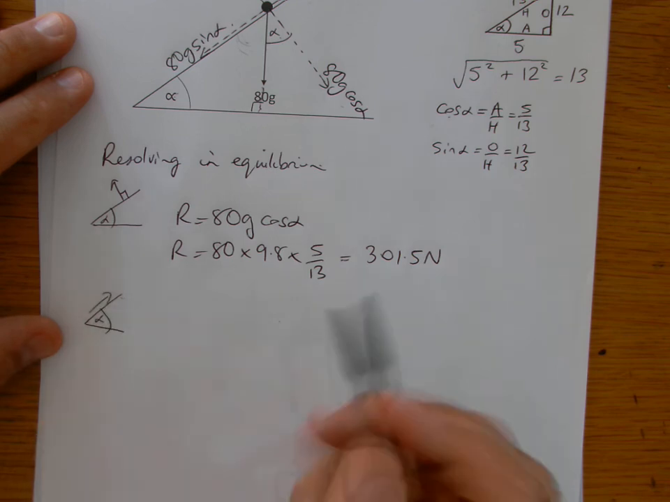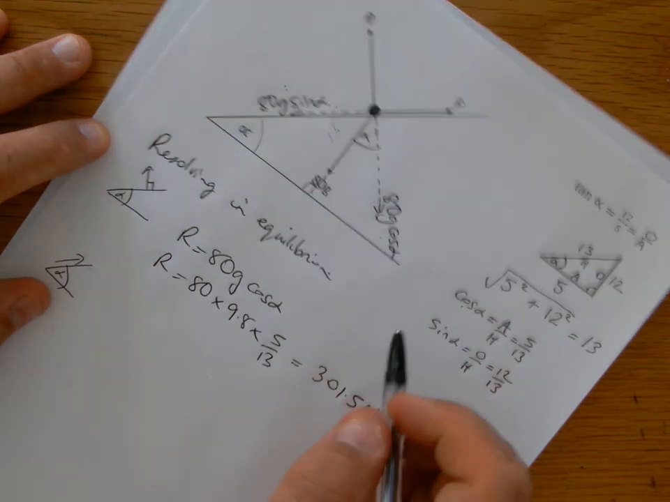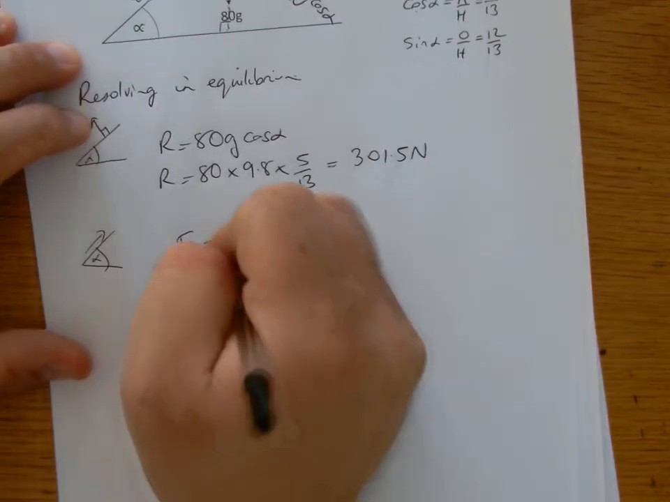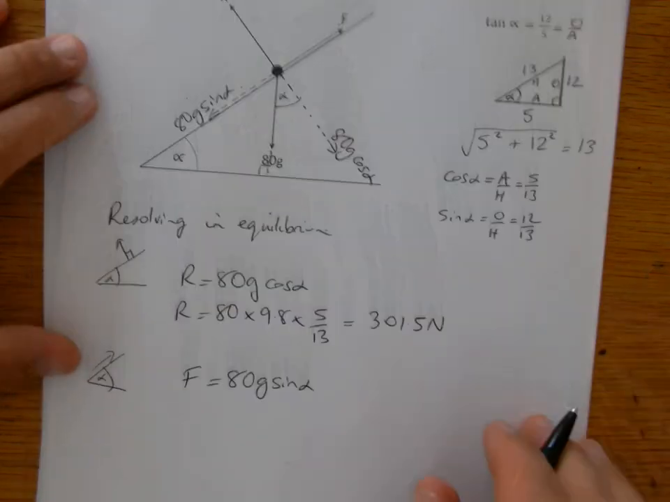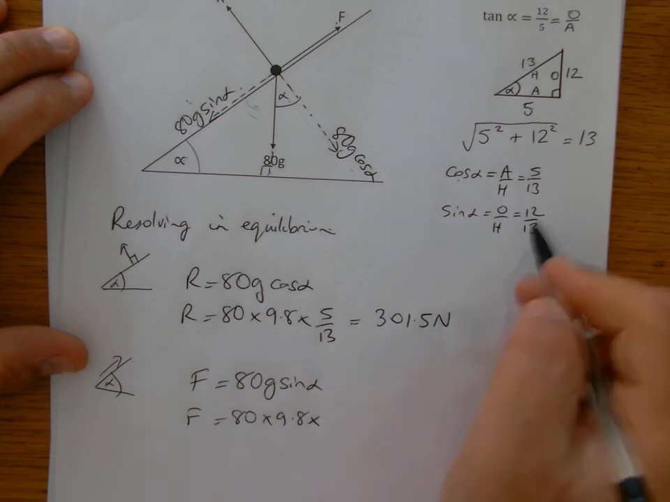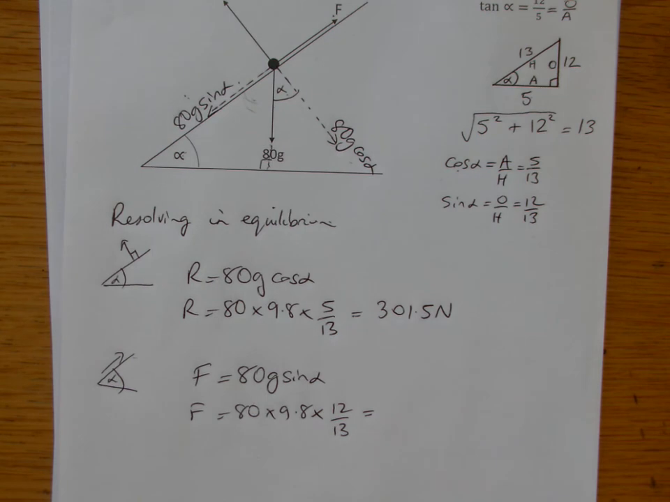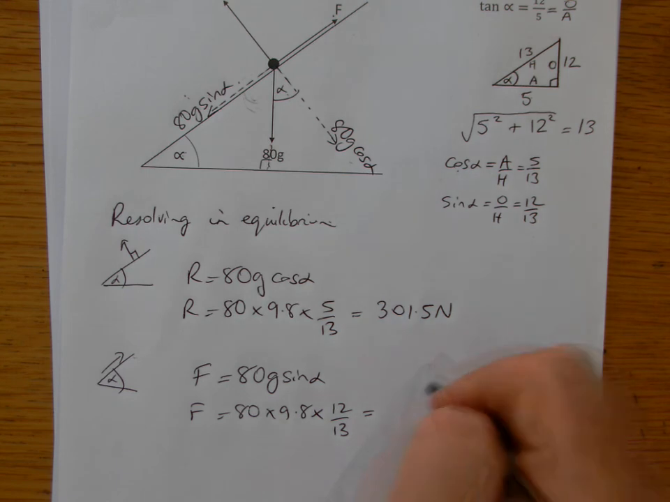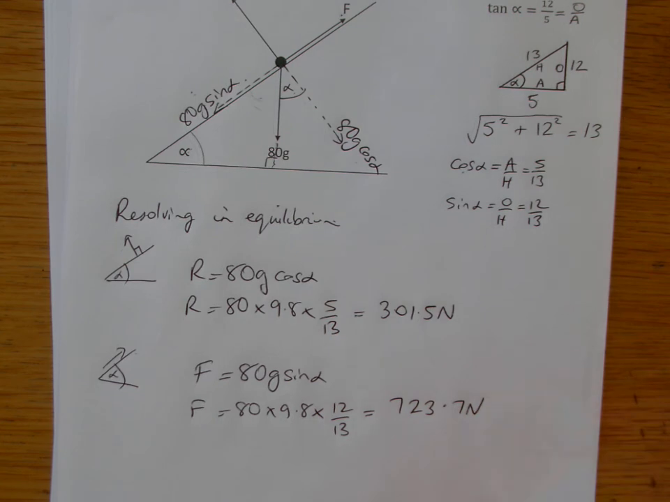going in that direction, well, F has got to equal mg sine alpha. They've got to balance each other because it's in equilibrium. So 80 times 9.8, and sine alpha we worked out before to be 12/13. So on my calculator, I've got 723.7 newtons.